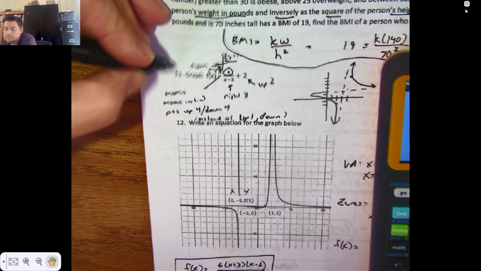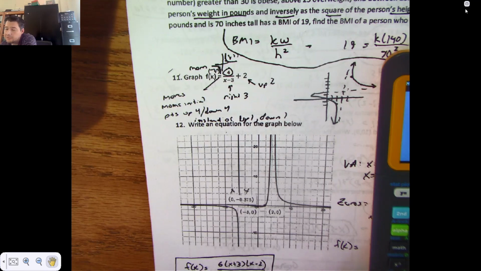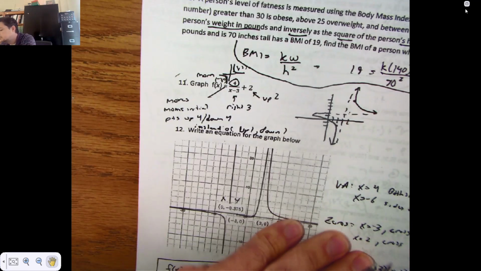Number 11, by the way, is multiple choice. You'd be an idiot not to graph that thing. You would be. So don't be that kid. If you have a graphing calculator in front of you, you graph.